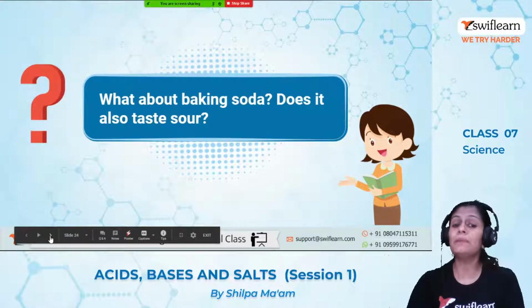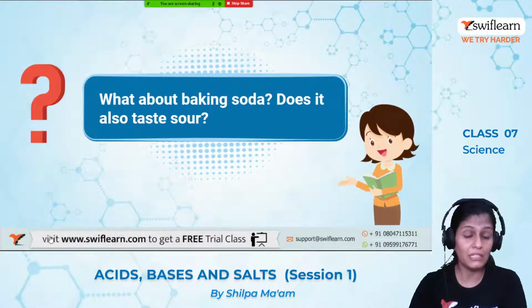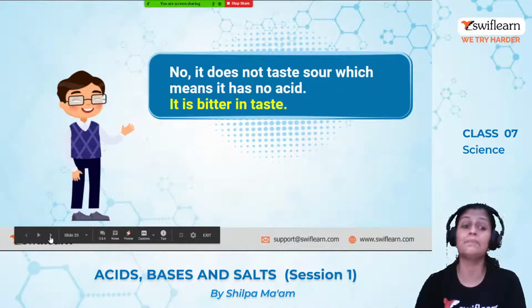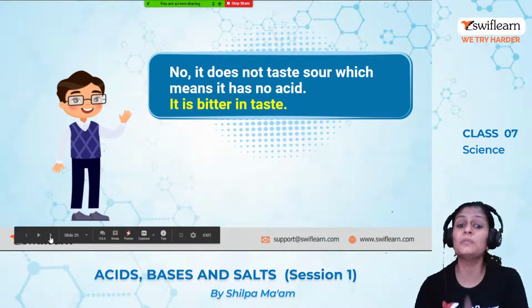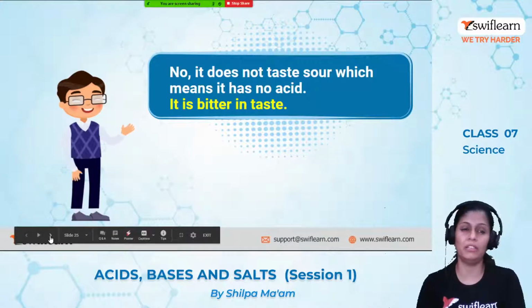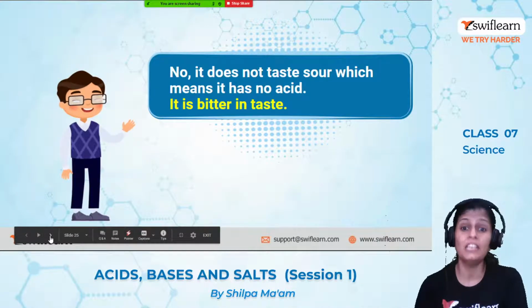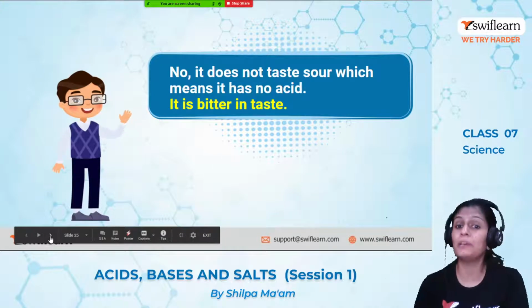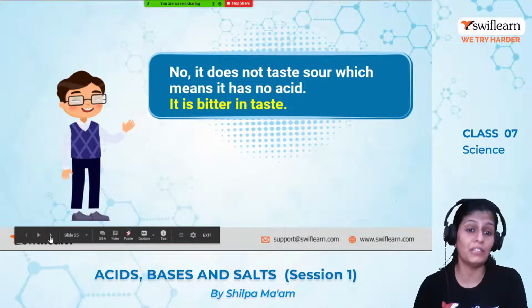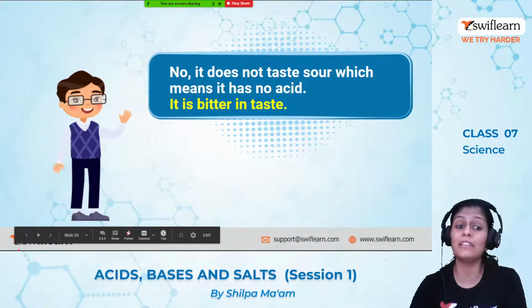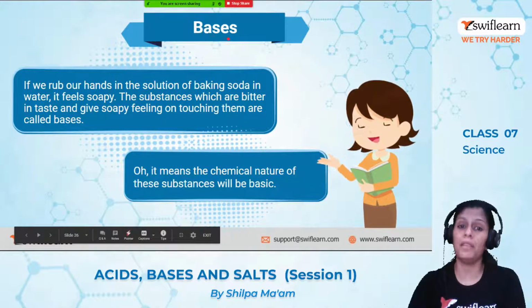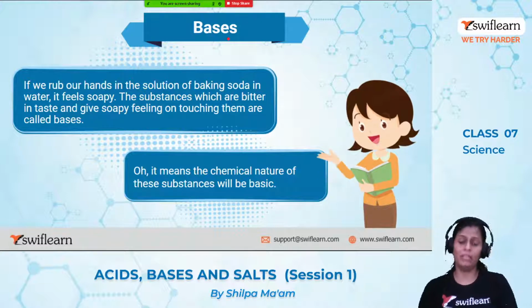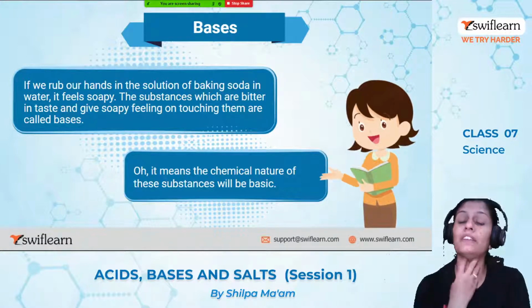Now, what about baking soda? Does it also taste sour? No, it is bitter in taste. You put a bit of baking soda on your tongue and just observe the taste. It is bitter in taste. You are not able to bear the taste. So it is not acid because it is not tasting sour. So we can say that baking soda is what? It is a base. Now, how can we check by any experiment whether a given thing is a base or not?